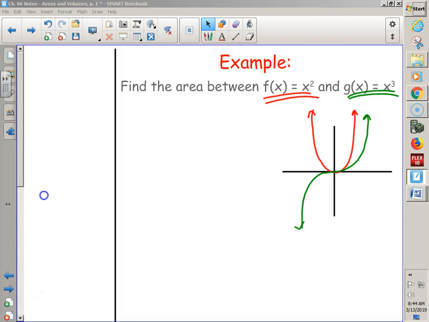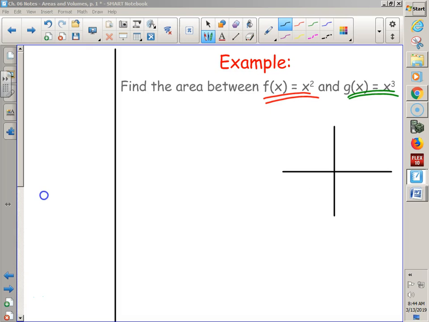But wait a minute, who's supposed to be steeper? X squared or x cubed? If x equals 4, 4 squared is 16, x cubed is 64, who's supposed to be on top? The green. Okay, so my picture's wrong. Let's figure out what the picture is supposed to look like by doing the math.